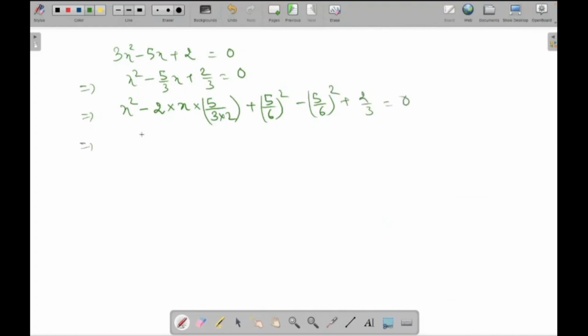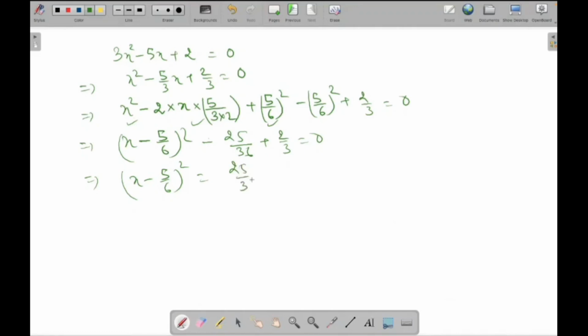Now what has happened here is that this has become x minus 5 by 6 whole square. These three terms together make a square minus 2ab plus b square, so this has become x minus 5 by 6 whole square. Then this has become minus 25 upon 36 plus 2 by 3 equals to 0. Or you can just write x minus 5 by 6 whole square equals to 25 by 36 minus 2 by 3, which is nothing but, with 36 as the denominator, 25 minus 24, so this will become 1 upon 36.